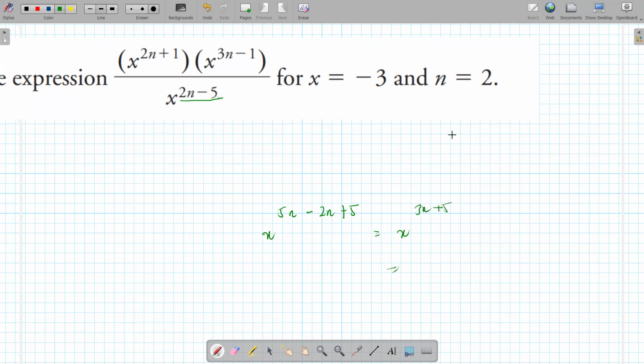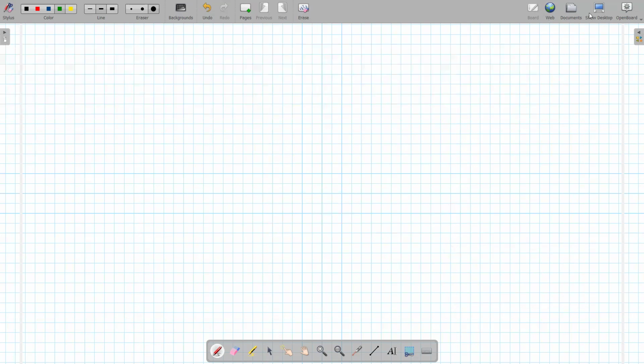And now we can plug the numbers in. x is negative 3, n is 2. So negative 3 to the 6 plus 5 is 11. You can just leave it like that because the exponent is positive.